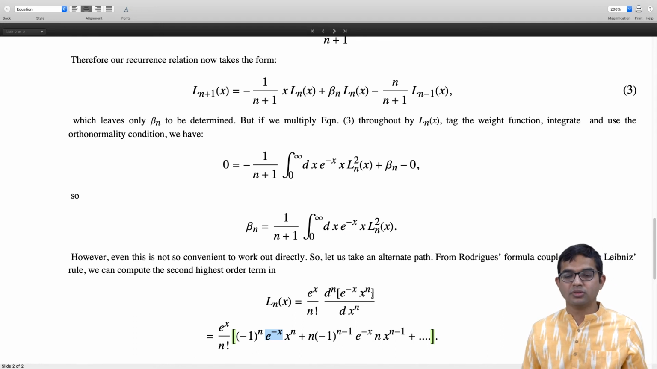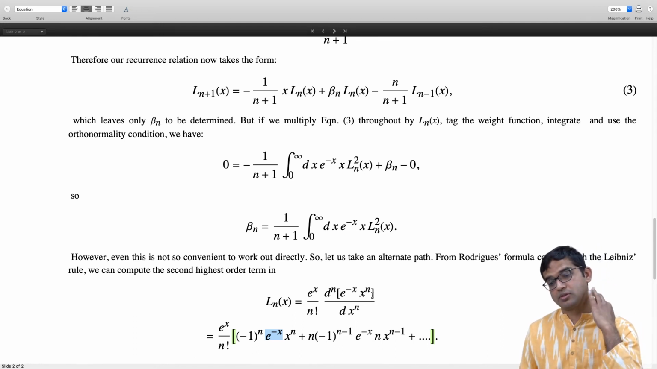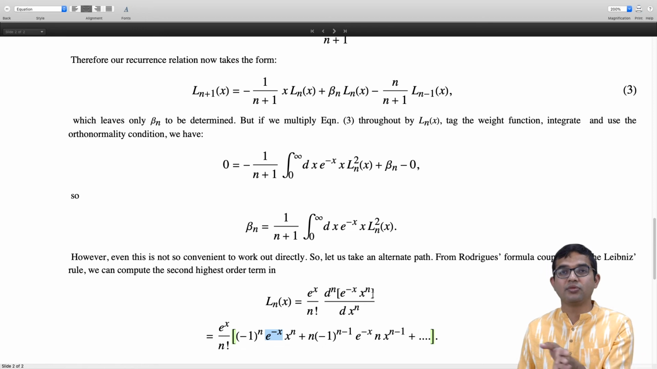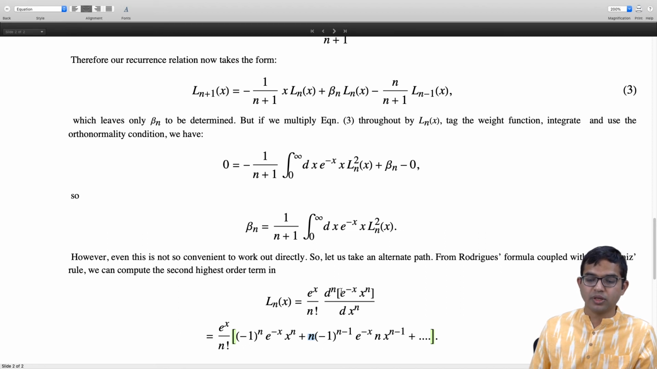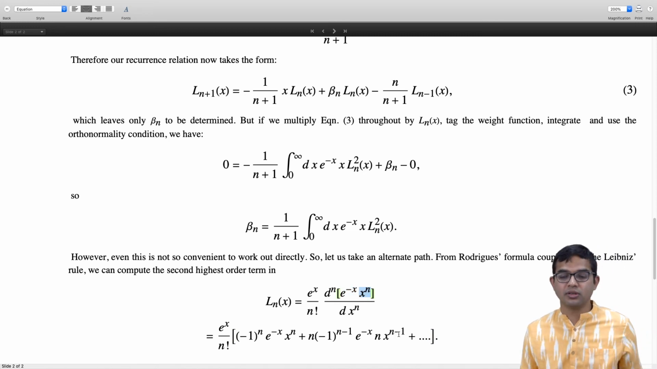But you're doing this n times. You could have chosen to do this derivative with respect to x in n different ways. So that's how you get this factor n. Or you can directly apply Leibniz rule and say that you should get n times the n minus 1th derivative of the first term times the first derivative of the second. So we have n times minus 1 to the n minus 1 times e to the minus x. That's the n minus 1th derivative of this function, and then the first derivative of this function is n times x to the n minus 1, right?